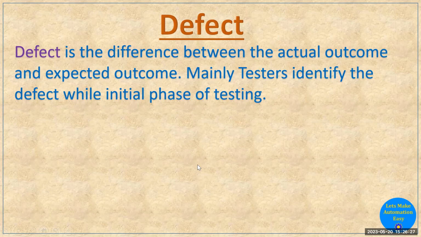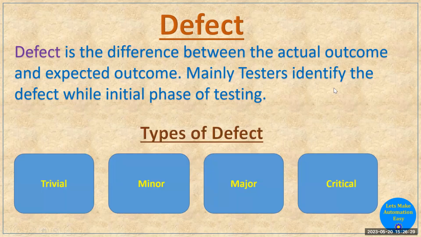Now if you talk about defects, the types of defects can be trivial, minor, major, or critical. Here I'm not going to discuss the defect in detail, but a defect is something that is going to impact your business here.